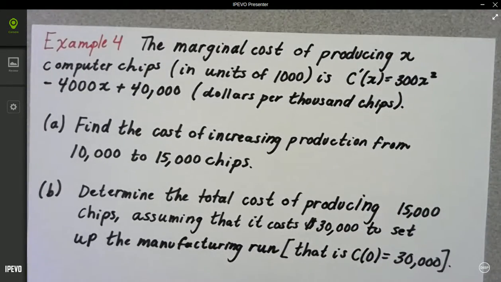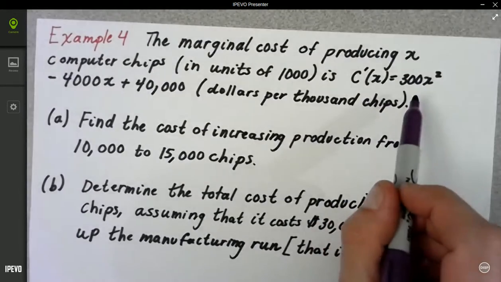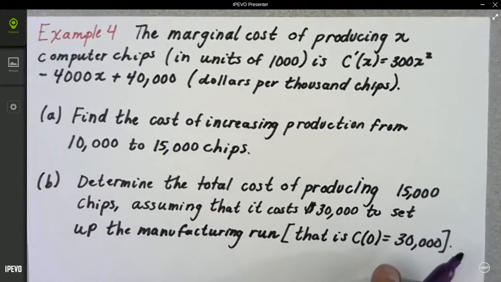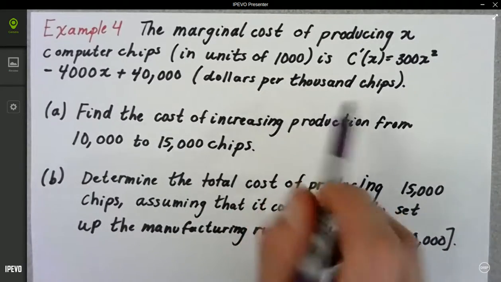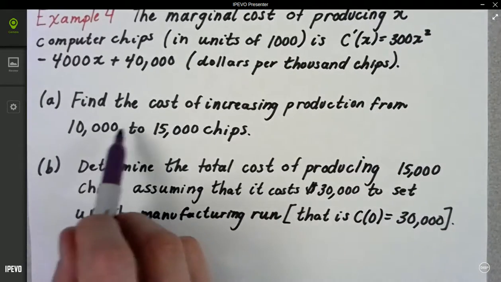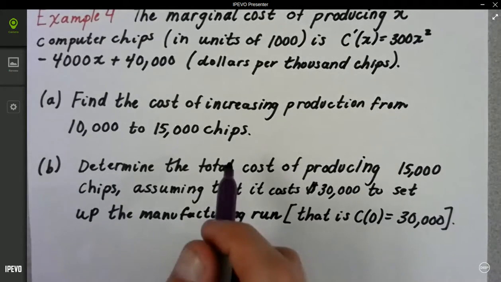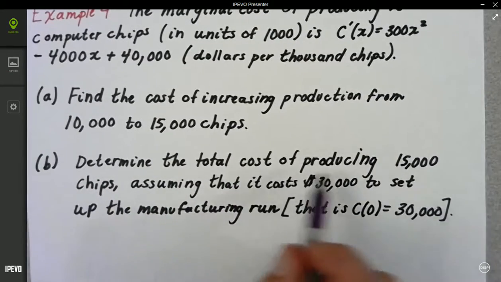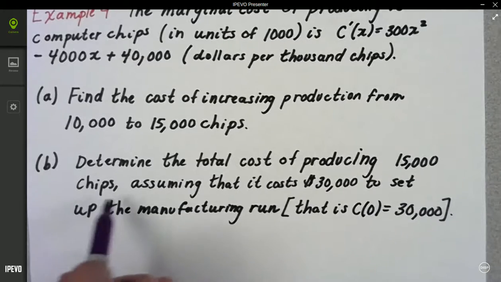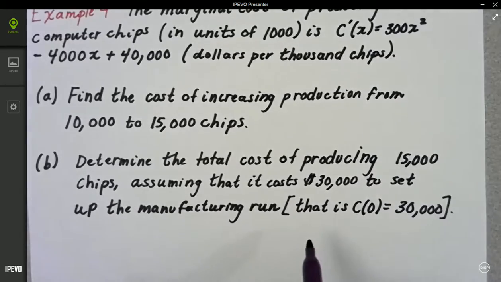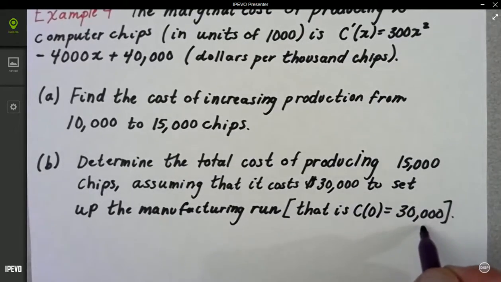The marginal cost of producing x computer chips in units of 1,000 is C prime of x equals 300x squared minus 4,000x plus 40,000. And that's dollars per 1,000 chips. Part A, find the cost of increasing production from 10,000 to 15,000 chips. In part B, determine the cost of producing 15,000 chips, assuming that it costs $30,000 to set up the manufacturing run. That is, the initial cost is 30 grand.